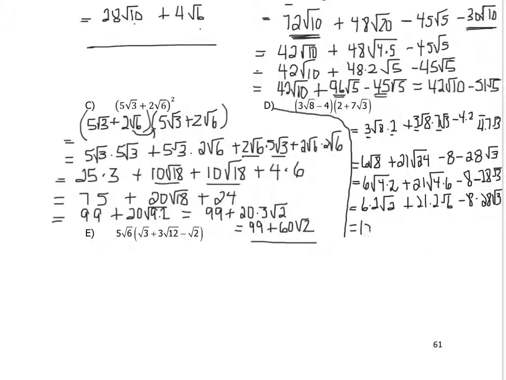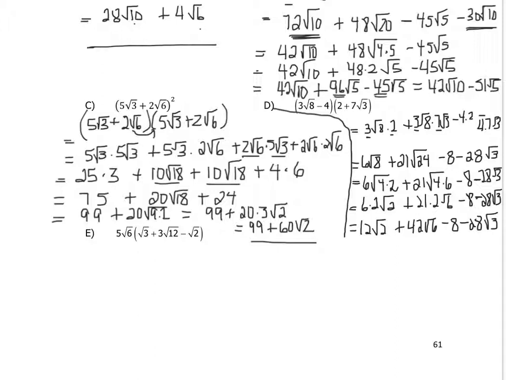And that becomes 12√2 plus 21 times 2 is 42√6 minus 8 minus 28√3. And those radicals are broken down as much as they can be, and none of them are like radicals, so you can leave it like that. Some people might put all the radicals first and then the -8 last, but there's not really any rule that says that you have to do that, so that's fine.